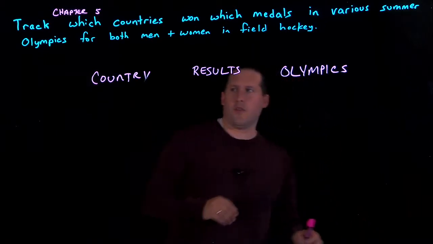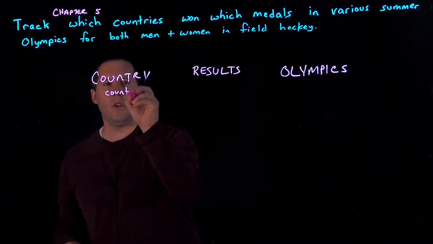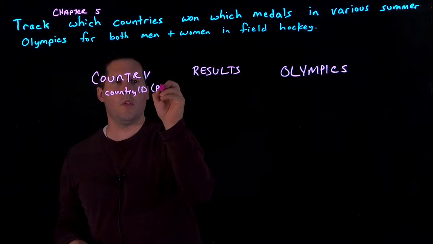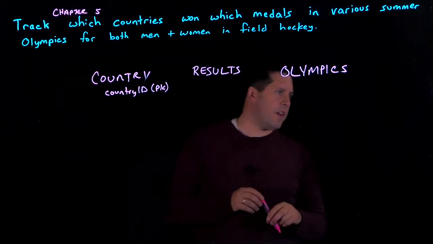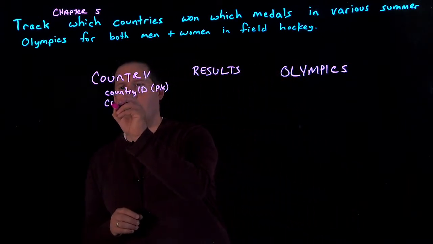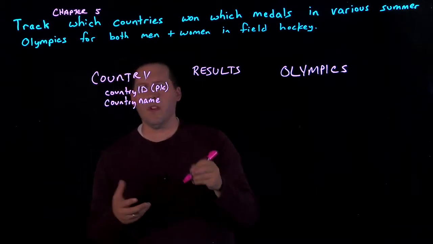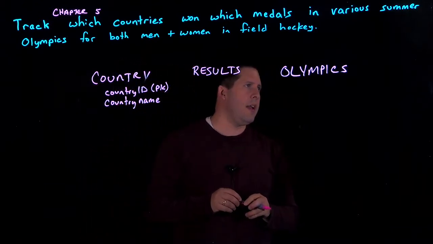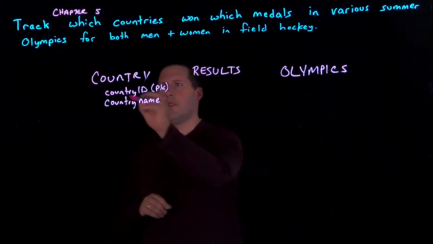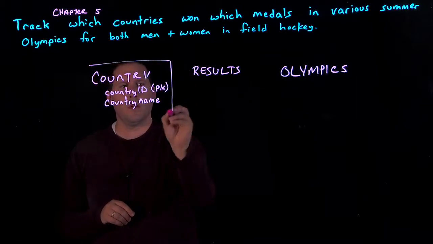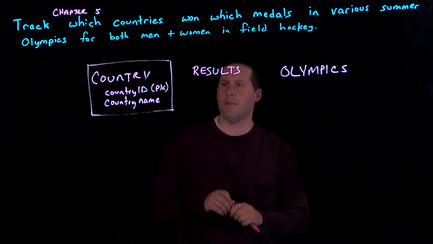So when it comes to the country, we might have a country ID as our primary key. So just some number to keep track of what country it is. We would have the country name. And this would be a text field that would keep track of the name of the country. And that's about all that we really need to keep track of for country. So we can go ahead and finish off our box here and call that our entity.